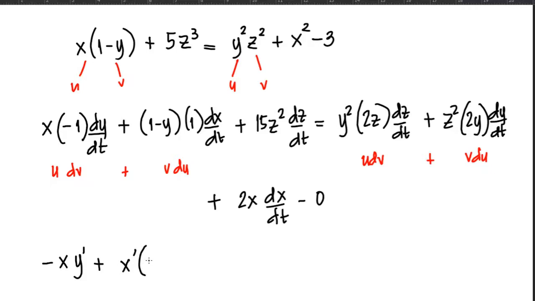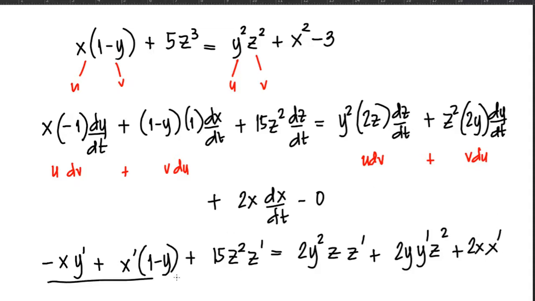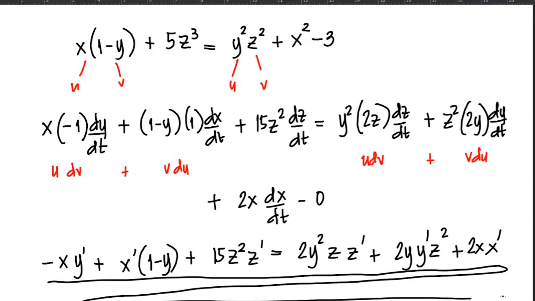Okay, di ba alphabetical order? 1 minus y plus 15z squared z prime equals 2y squared z, z prime. Plus 2y, y prime, z squared. Plus 2x, x prime. So, this is the implicit differentiation of this whole function.